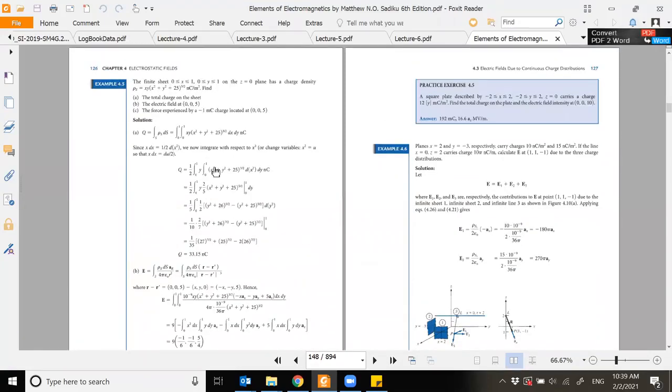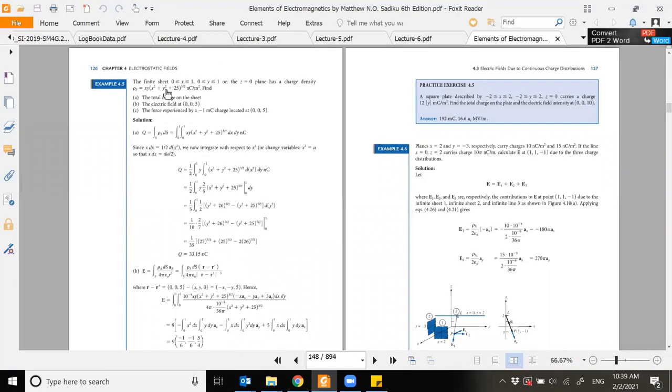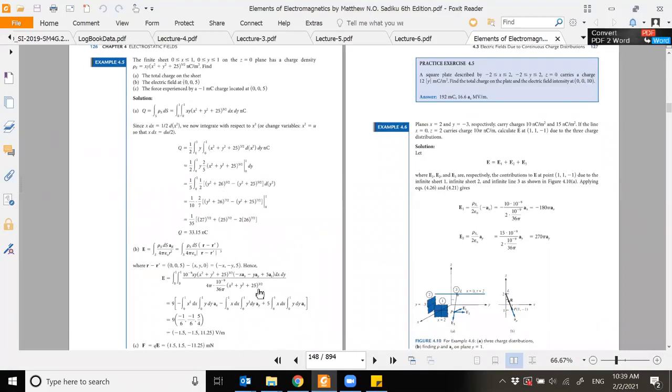Then this is for the finite sheet. And then you can go through this. This is again a very good example. So see, what is this example saying? This is an example of two planes and one line charge. So this is the plane x equals 2, and the plane x equals -3.